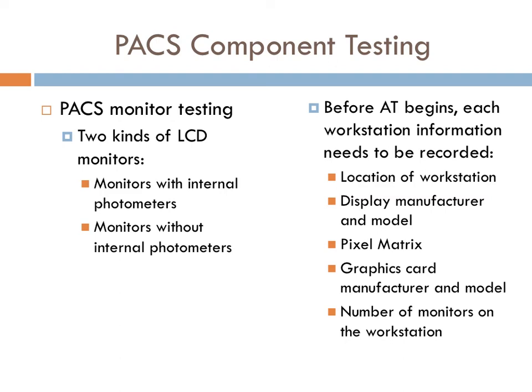There are 2 kinds of LCD monitors that we are going to talk about briefly. There are monitors with internal photometers and monitors without internal photometers. During the acceptance testing, you will need to validate the photometer measurements and the monitor calibration of your monitors. So before the acceptance testing begins, basic information about each workstation should be recorded. This basic information should include the location of the workstation, display manufacturer and model, the pixel matrix of the workstation, the graphics card manufacturer and model, and the number of monitors on the workstation.